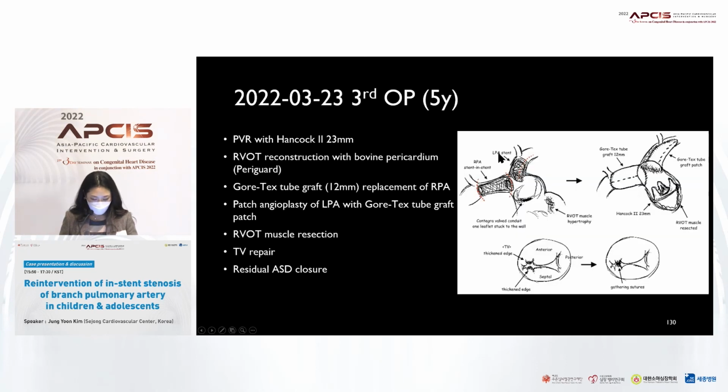We performed the next study during short-term follow-up. Echo and CT show that result. So we decided on open cardiac surgery to solve this problem. At the age of 5 years, 3 years later, we performed PVR and RVOT reconstruction, Gore-Tex tube graft replacement of the RPA, and a Gore-Tex patch angioplasty of the LPA without complete removal of the stent, maybe with longitudinal excision.